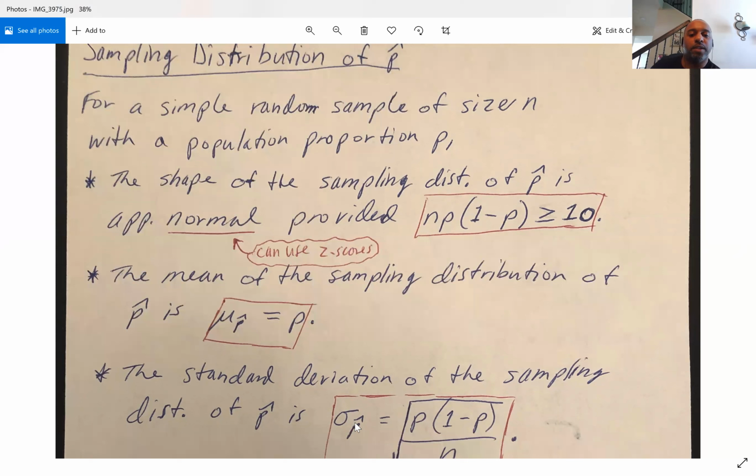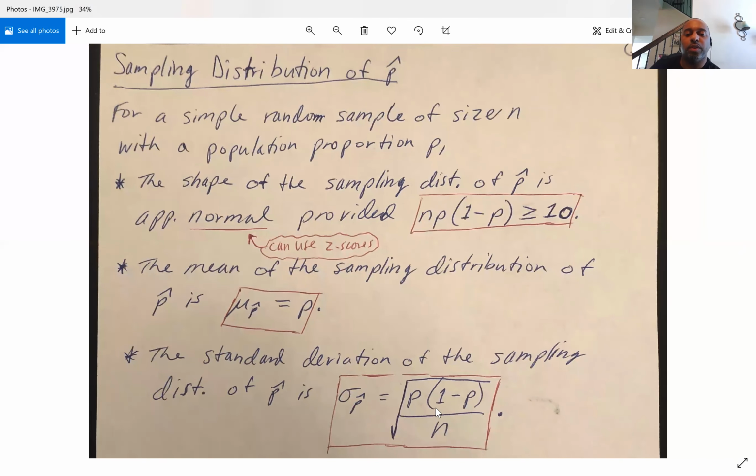And then we'll calculate the standard deviation of the sampling distribution of p hat by doing the square root of p times 1 minus p over n. So if this condition is met, n times p times 1 minus p greater than or equal to 10, then our mean is going to be p, whatever our population proportion is, and then this standard deviation is going to be the square root of p times 1 minus p over n.